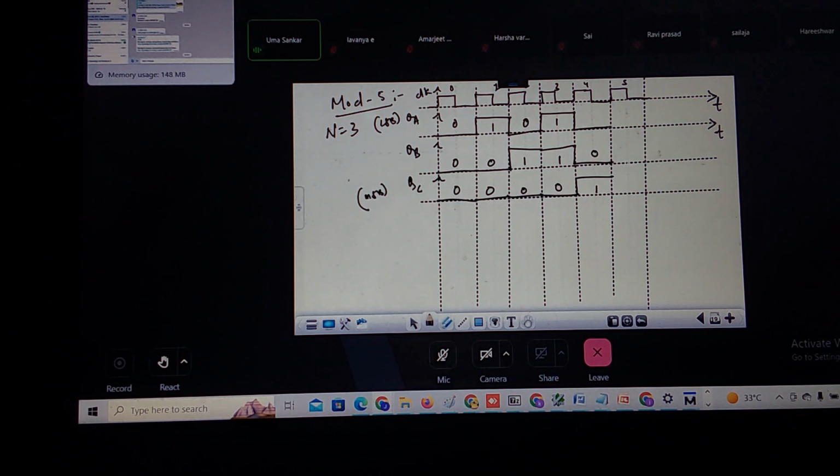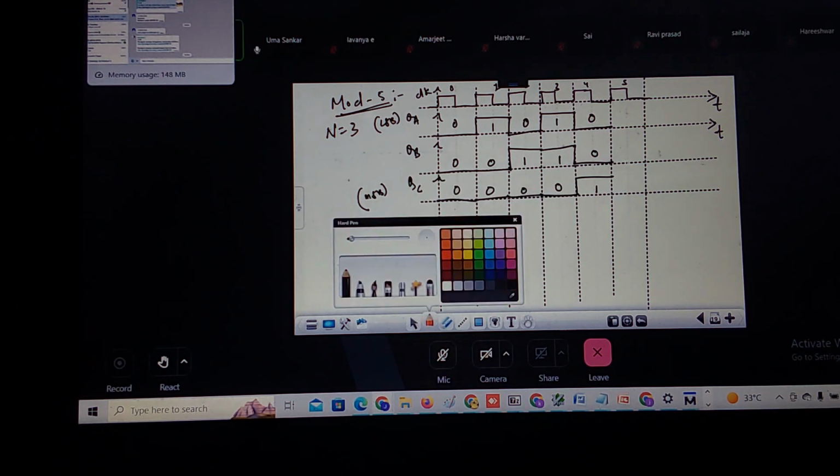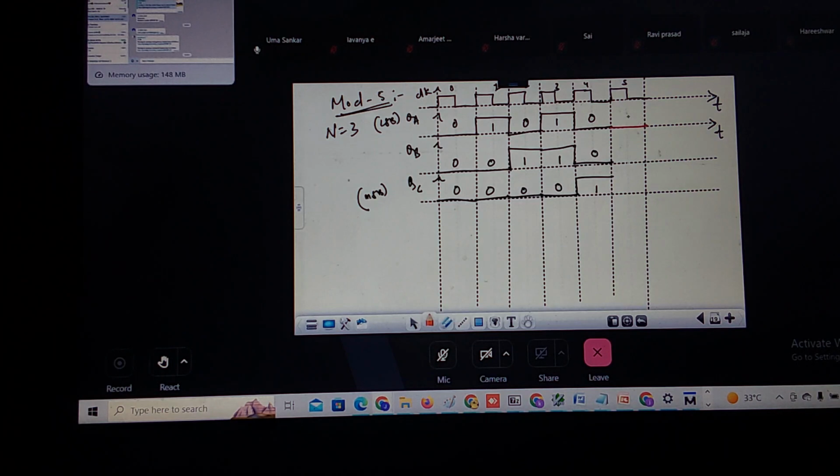After this, what will happen? This is a modified counter. Again it is reset, and it starts at 0, 0, 0. It will start the modified counter again.